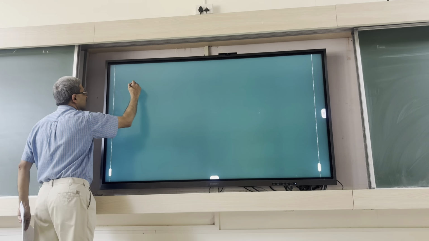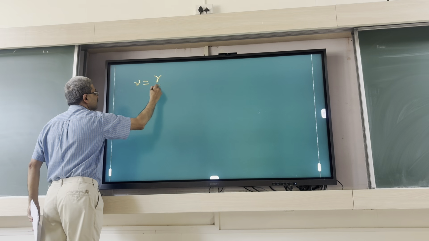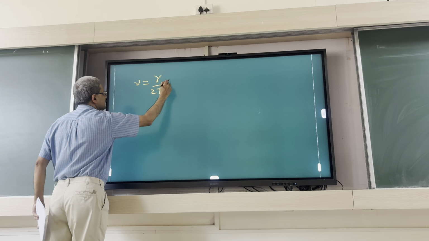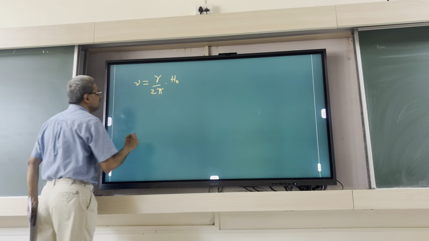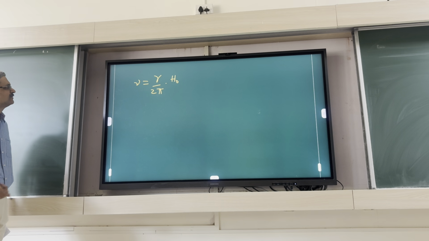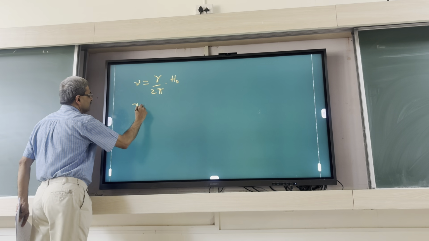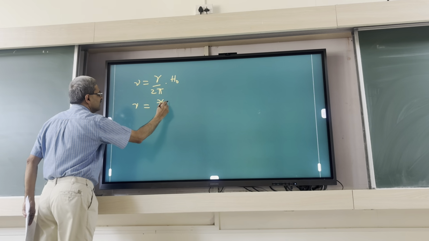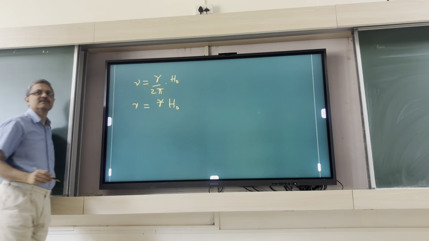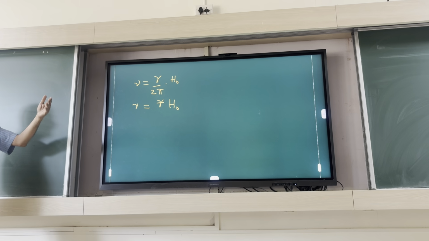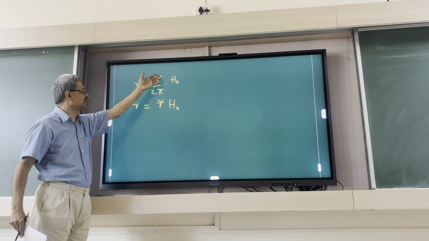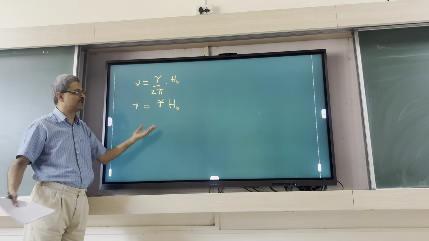So we got nu as gamma by 2 pi H naught. Gamma is the gyromagnetic ratio. Often one also writes this as gamma bar H naught. Like h is whatever, and then h by 2 pi is written as h bar. Similarly, gamma is gyromagnetic ratio, gamma by 2 pi is written as gamma bar.